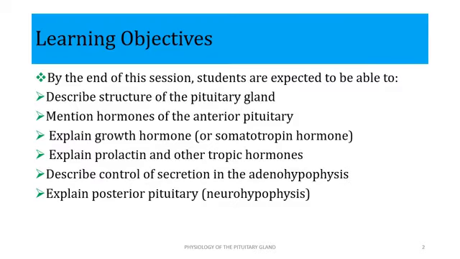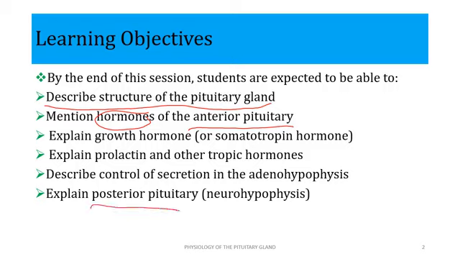In this session, students will have to pass through the following learning objectives. Number one, we have to describe the structure of the pituitary gland. Of course, this is very important to understand the anatomy of the pituitary gland before discussing its physiology. Number two, we have to mention the hormones of the anterior pituitary gland. This just tells us that the pituitary gland is divided into anterior and posterior pituitary gland. We shall see this as we proceed.